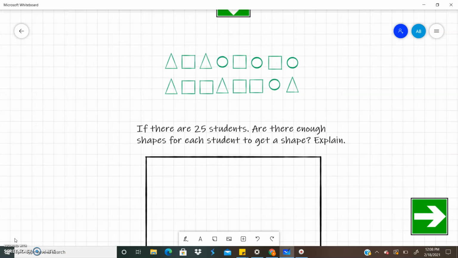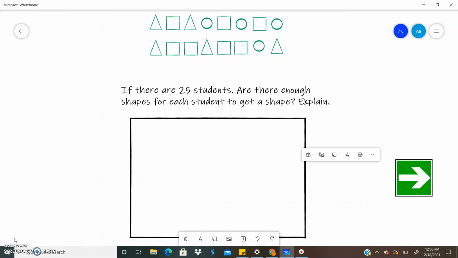12. Okay, so if there are 25 students, are there enough shapes for each of the students to get a shape? And then it wants you to explain. So take a few minutes to do this problem, really think through it, and then explain to me using your words how you solve the problem. Okay, now that you're back, we're going to go ahead and go over it.